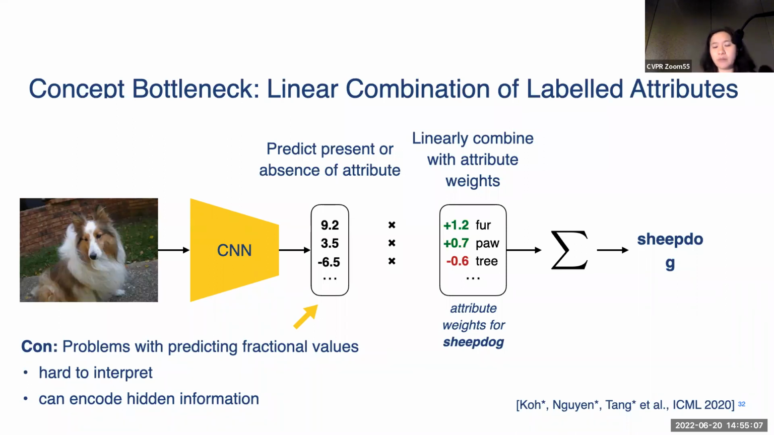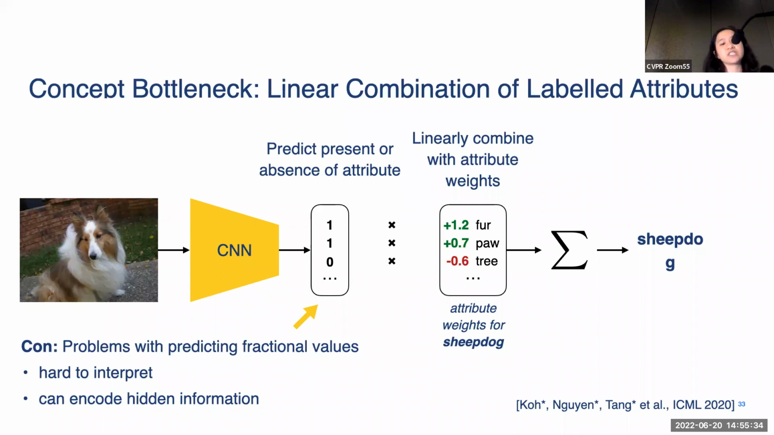Second, and this is probably more important for our discussion, they can encode hidden information. For instance, when the authors passed their presence and absence vector through a sigmoid function, effectively binarizing these fractional values, the performance on the downstream task dropped significantly, which suggests that the fractional values are encoding some hidden information that wasn't related to the attributes that they were supposed to be explaining.